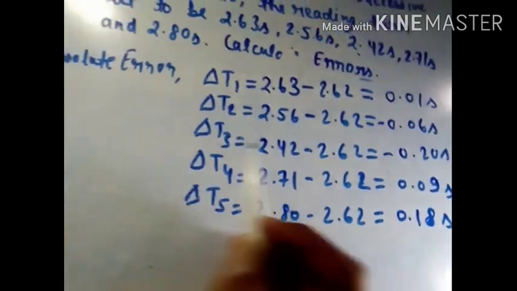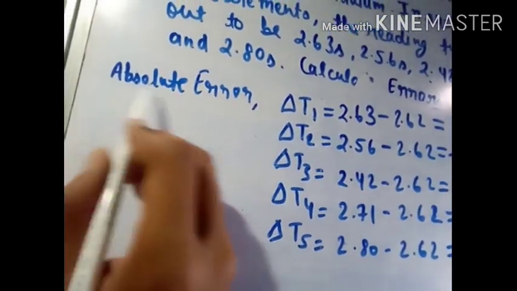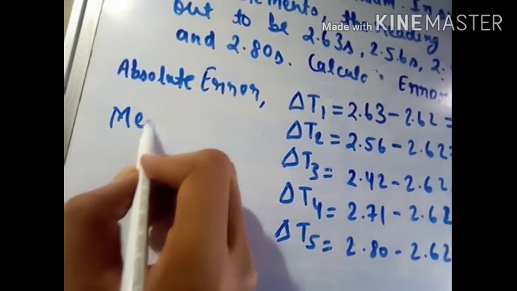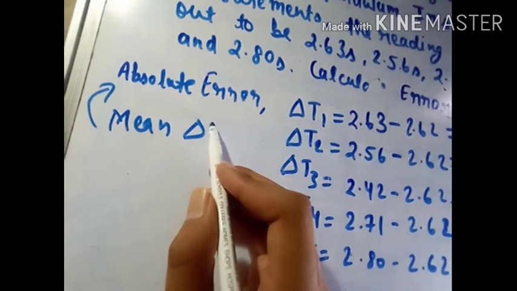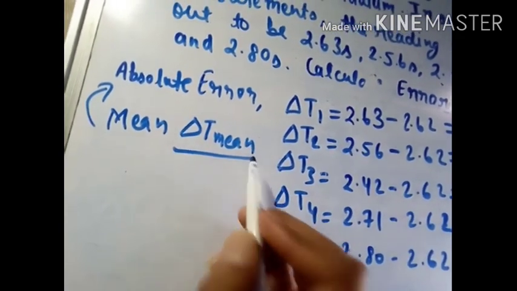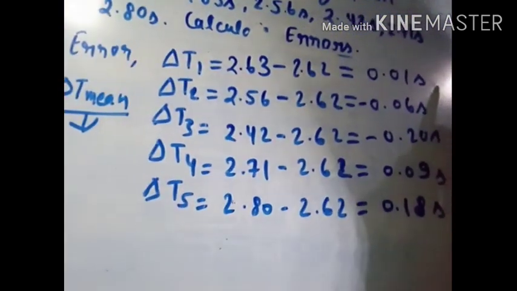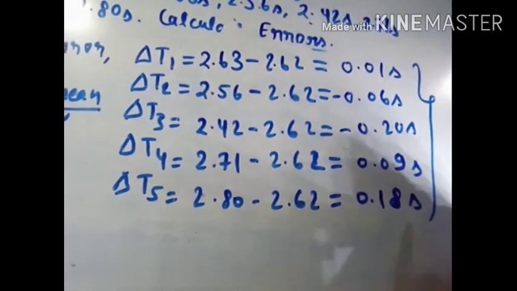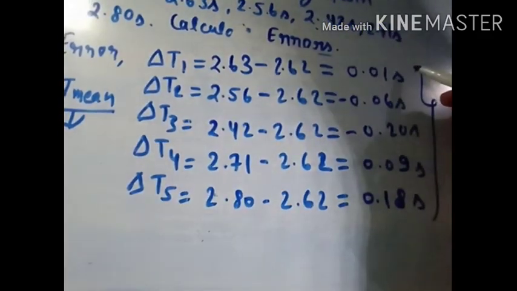Now you have calculated the value of absolute error. The next step is to calculate the mean absolute error, which is indicated by delta t mean. Got it? So let's apply its formula. The formula is to sum all these values neglecting their sign. You have to take only the magnitude.